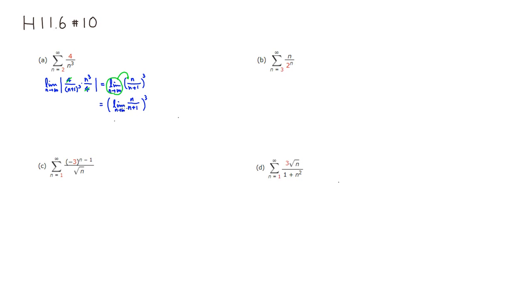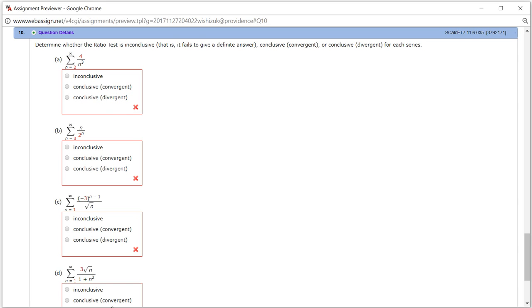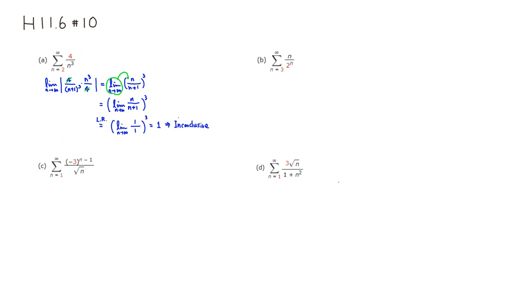Since it's going to infinity over infinity, I'm going to apply L'Hopital's rule here. You have the limit as n approaches infinity. The derivative of n is 1 with respect to n, and the derivative of n+1 is 1 as well. So the limit is going to be 1, and then we raise it to the third power. 1 cubed is going to be 1. Since the limit came out to be 1, this is going to be inconclusive, unfortunately. So let's type that in: it's inconclusive.